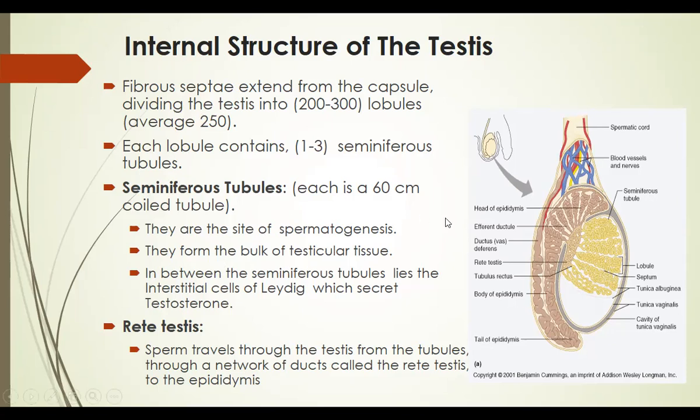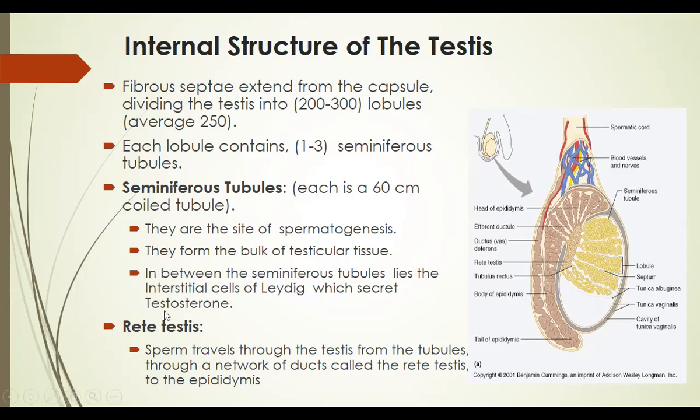So this is what you can see with the naked eye and the hand lens. These seminiferous tubules are the site of spermatogenesis. They form the bulk of the testicular tissue, so the whole of the testis is filled with seminiferous tubules. In between the seminiferous tubules lie small cells called the interstitial cells of Leydig, which secrete testosterone, the male hormone.